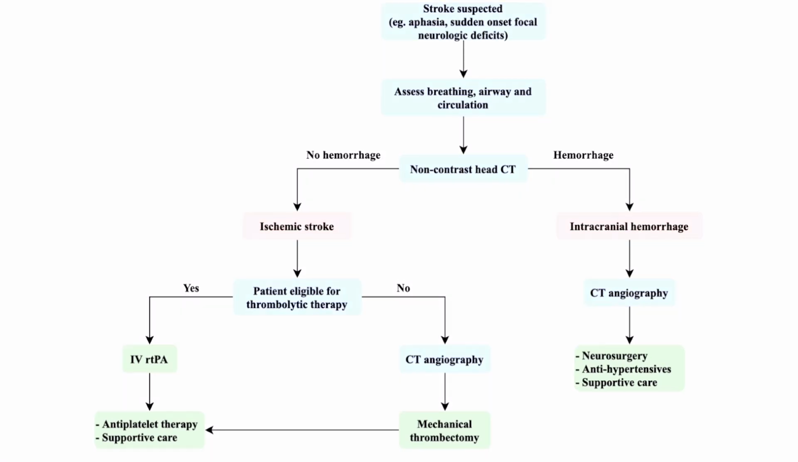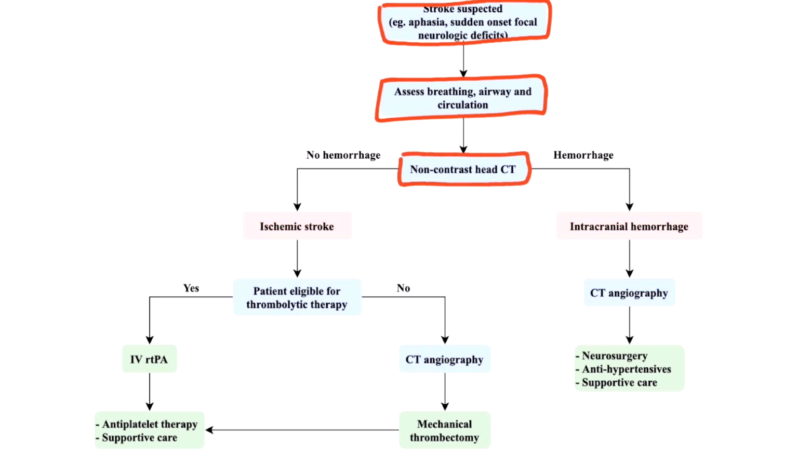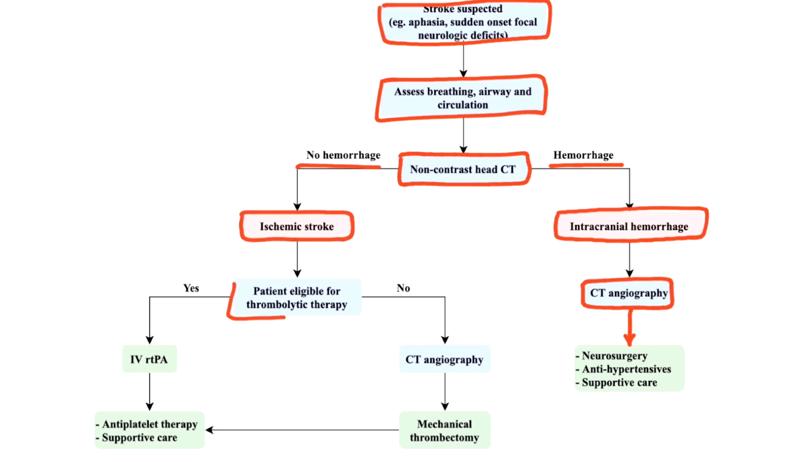If a patient presents to the ER with signs of a suspected stroke, such as aphasia or sudden onset of neurologic deficit, one should first assess their airway, breathing, and circulation and stabilize any of this if it is needed. After ensuring that the patient is stable, then they need to have a non-contrast head CT as soon as possible. If non-contrast head CT reveals an intracranial hemorrhage, then they will require CT angiography, neurosurgical consultation, blood pressure control, and supportive care. However, if the CT scan reveals signs of an ischemic stroke, it needs to be determined if the patient is a candidate for thrombolytic therapy.